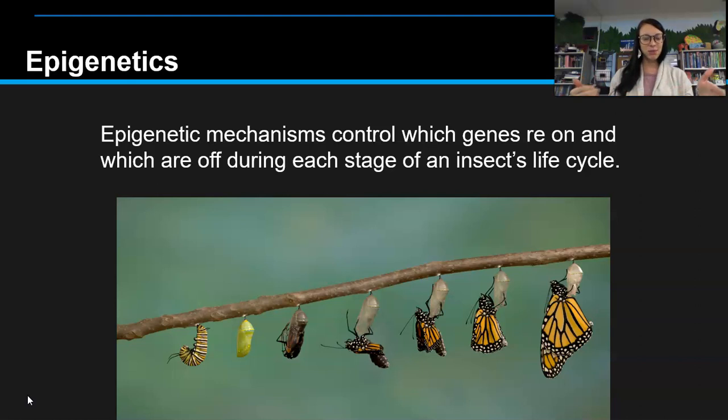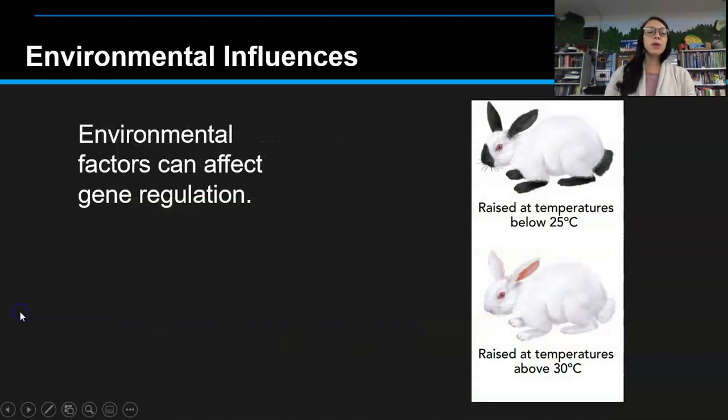The genetic code is the same, but the expression of these genes is a little bit different. So epigenetic mechanisms control which genes are on and which genes are off at each stage of, for example, an insect's life cycle, which is why many bugs look alike, but there's also a lot of differences in them. We also have things like environmental influences that can affect the expression of genes.